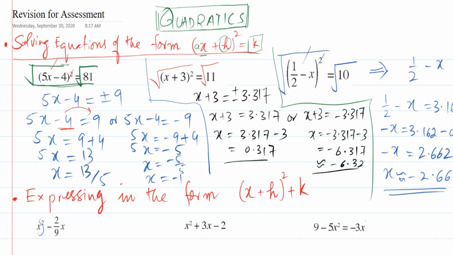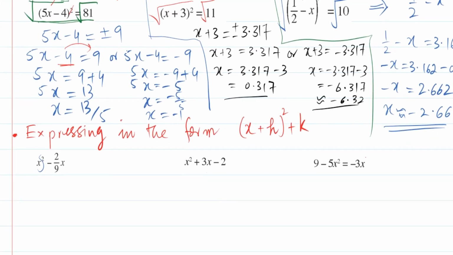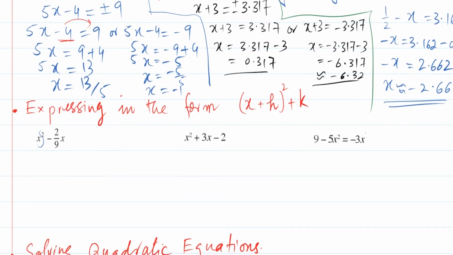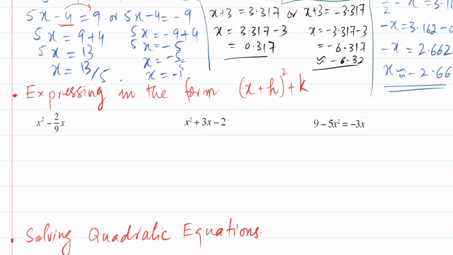The other thing we learned was expressing in the form x plus h whole square plus k. We have to complete the expression in such a way that we have a perfect square plus a number. Here h as well as k represent numbers. We can have 3 types of questions, either this type of question or that one.